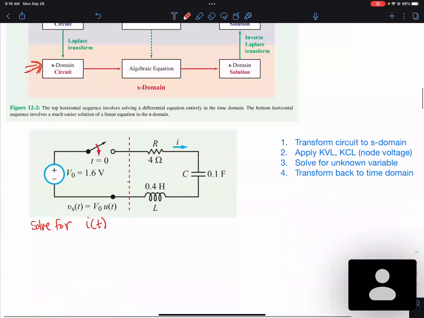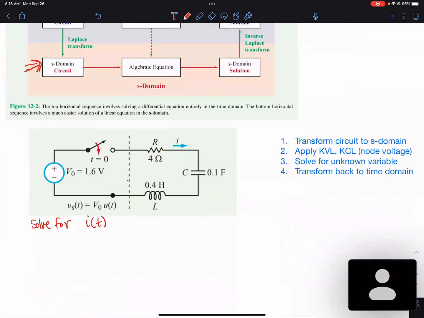I wrote that out a little bit here: transform circuit to S domain. You can then apply KVL, KCL, node voltage, whatever method you want to solve those sets of equations. Then you solve for whatever unknown variable. This also makes it much easier to find any current or voltage in the whole circuit. And then we transform back to the time domain, and that's going to be our full signal.